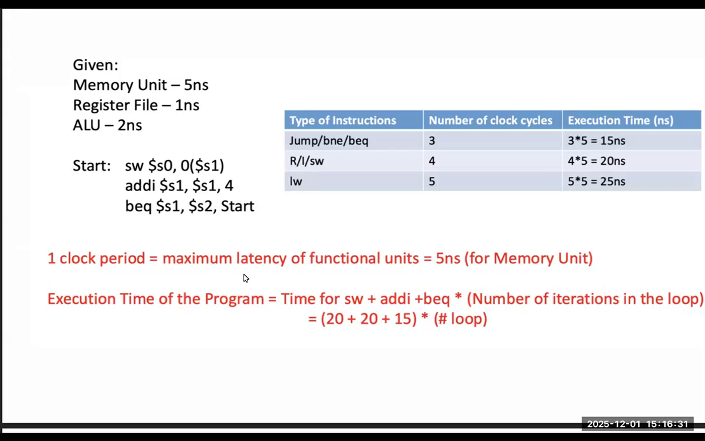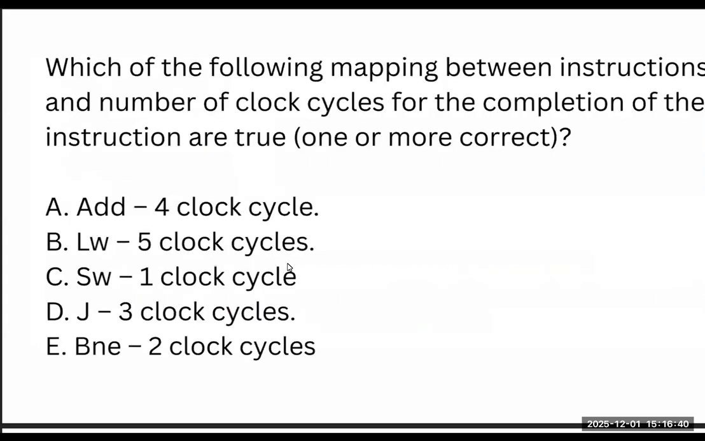So the formula is 20 plus 20 plus 15 times the number of loop iterations. So that's 55 nanoseconds per iteration. Right, okay, let's go on.